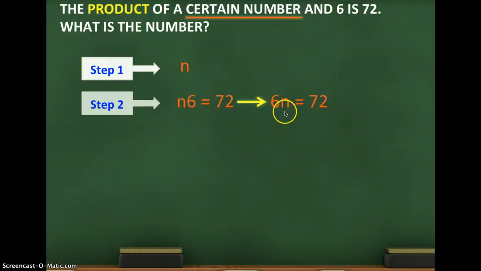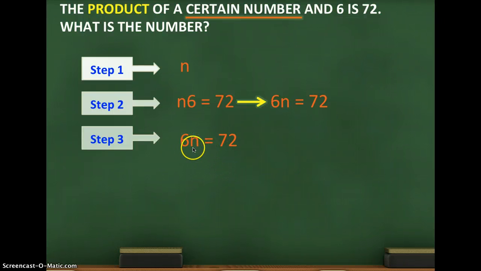We already studied this and we said that to write the equation appropriately, the coefficient or the number should be written first before the variable. Okay, now that I have written it appropriately, I can now move to step 3. In step 3, it says solve the problem. So I'm going to write this appropriately written equation in step 3. 6 times n equals 72.